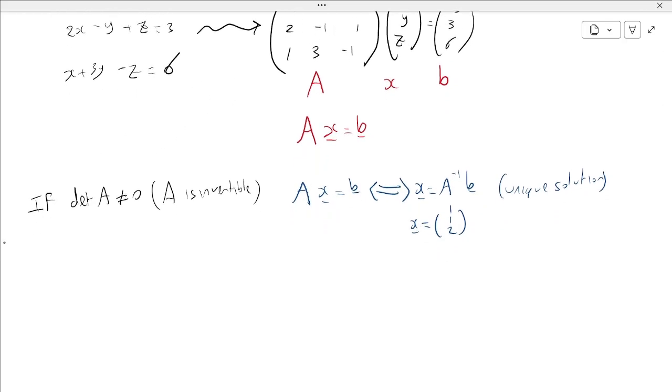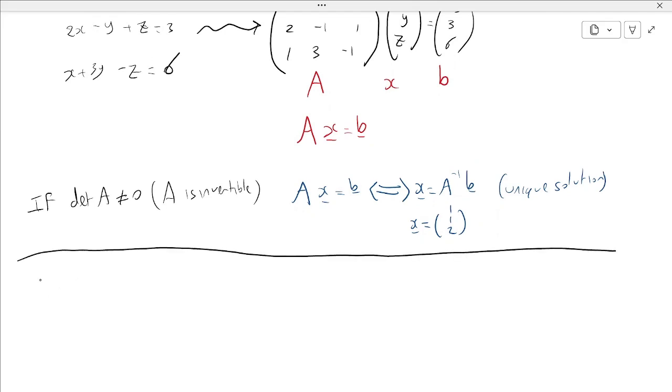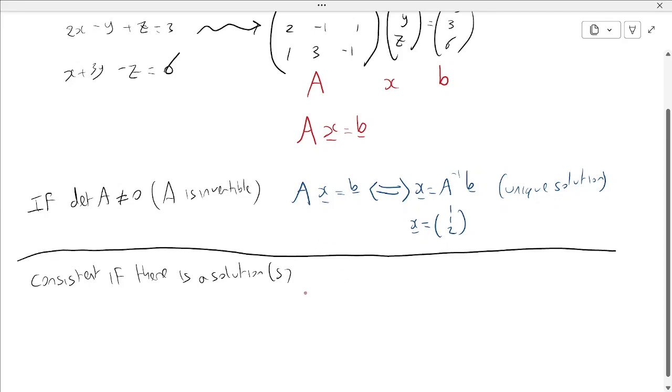So what else can happen? We're going to break the cases down into when our system of equations is consistent versus when it is inconsistent. So a system of equations is consistent if there is at least one solution. So a solution or multiple solutions. As it turns out, and this is actually not obvious, the number of solutions is either 1 or infinity. You could never have just 2 or just 3 solutions. If there are multiple solutions, there will be infinitely many.